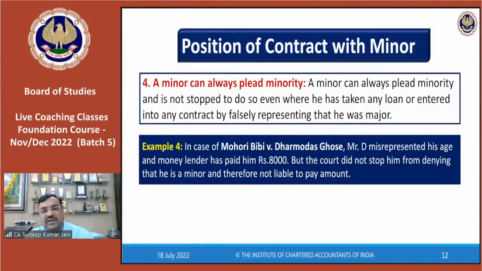Now this question should not come, sir, brother, this is the law. The law gave the benefit to the minor that even if he hides his age, says he is major but actually he is minor, even then he can be benefited. In the case of Mohori Bibi versus Dharmodas Ghose, Mr. D misrepresented his age and the money lender paid him rupees 8,000, but the court did not stop him from denying that he is minor and therefore he is not liable to pay the amount of 8,000. Right?